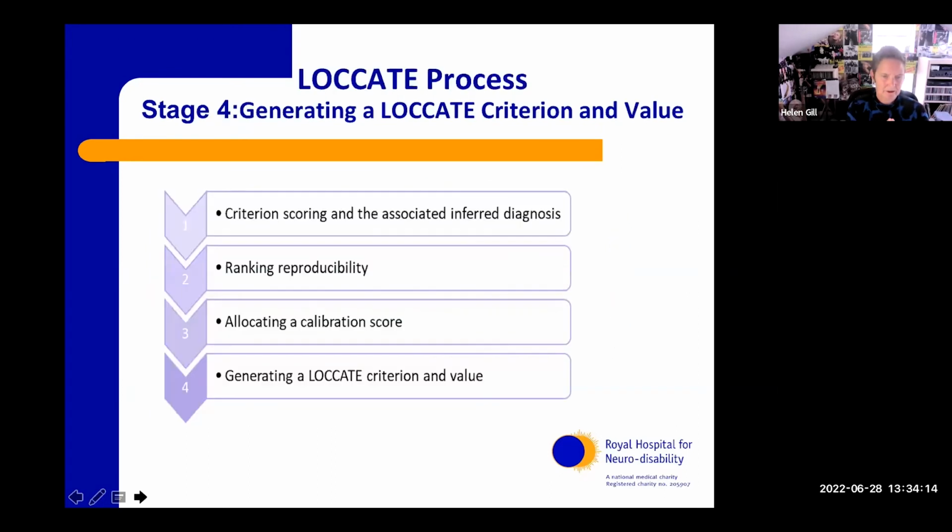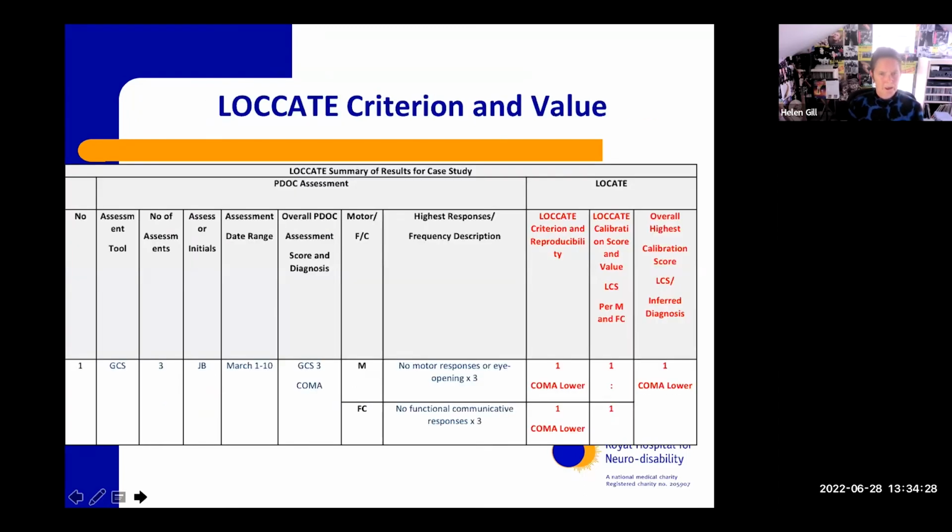Okay, Karen, thanks. So the final part is generating a LOCCATE criterion and value. What we want to know is how have they changed and where have they changed? So let's give some examples. This is the LOCCATE summary form. The first assessment we want to analyse is the Glasgow COMA scale. How many assessments did we do? Well, they had 3, not as many as we'd like, but that's that. Their initials, the date. And what was the assessment score from that? Glasgow COMA scale 3, and it was COMA.